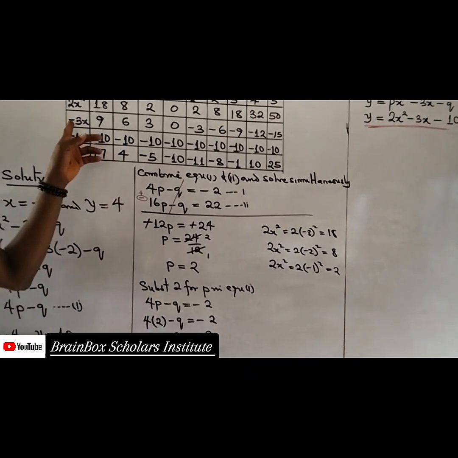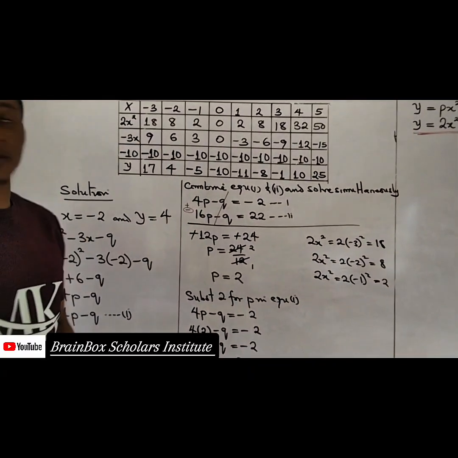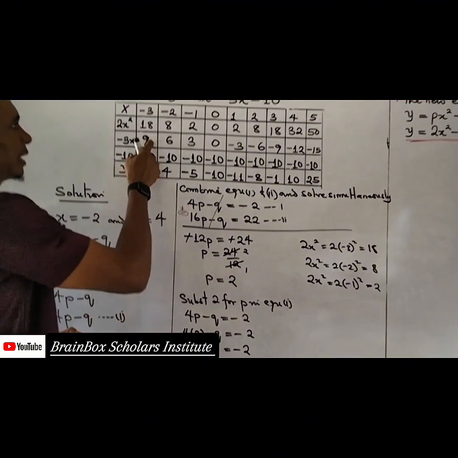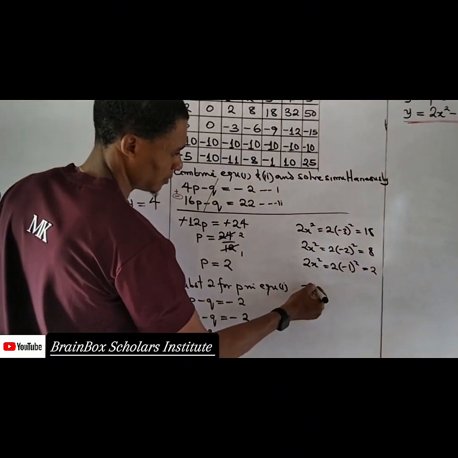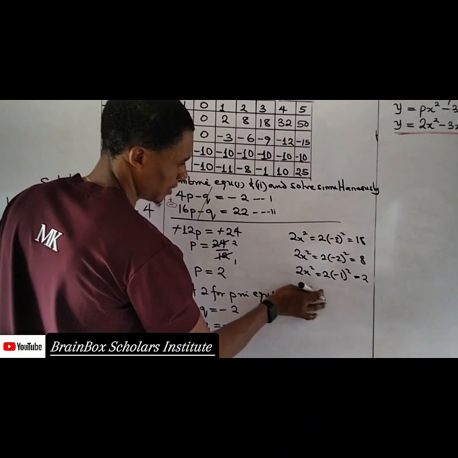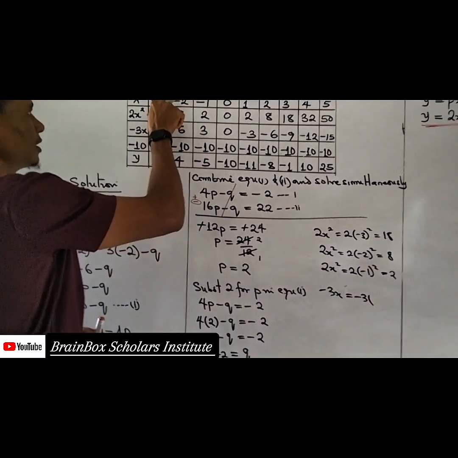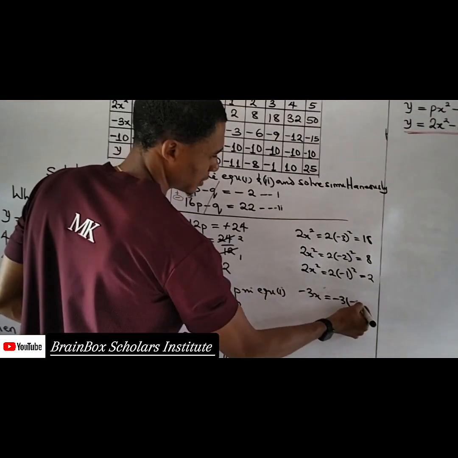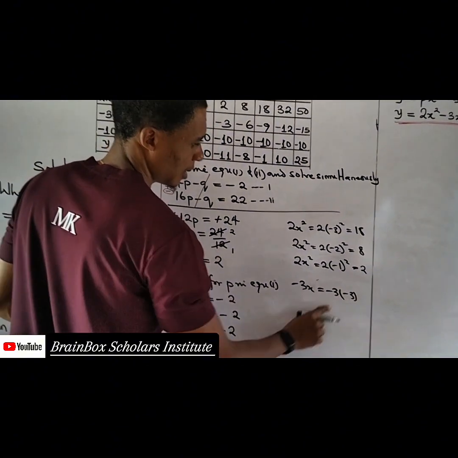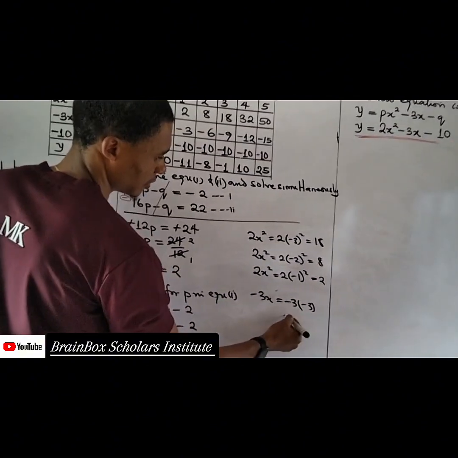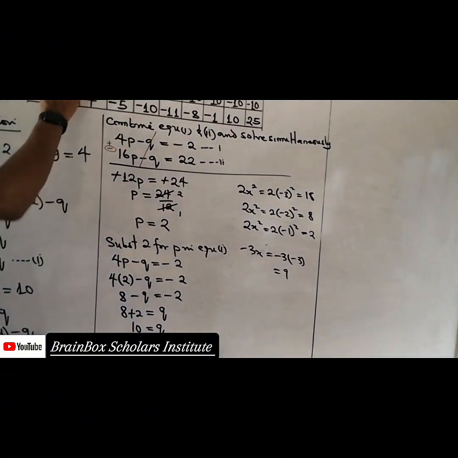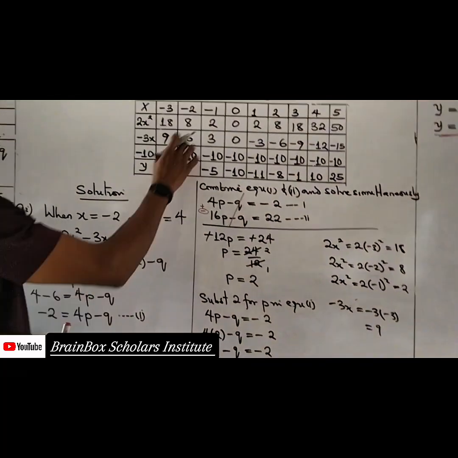Now let's go for -3x. How do I get 9 here? -3x is equal to -3 bracket, what is the value of x here? It's -3. So I'll put -3 here. Then -3 times -3 is 9. That's how I came about with 9.